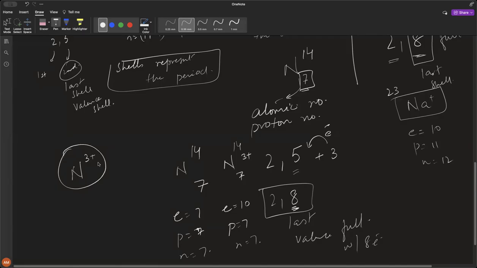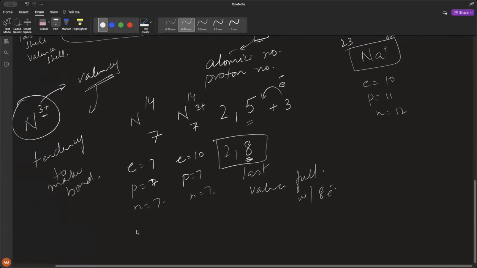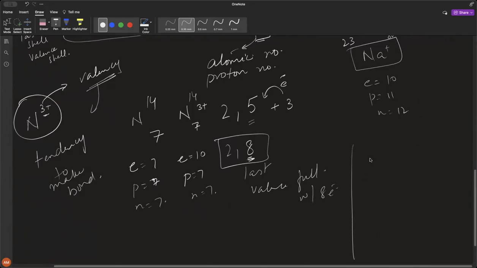And this is also called its valency. What is valency? Tendency to make bond. We're going to study this ahead, inshallah. First, I want you to understand all of this. Again, let's take another example, the example of magnesium.